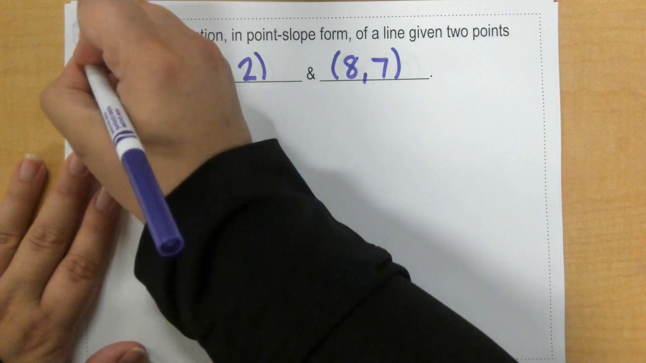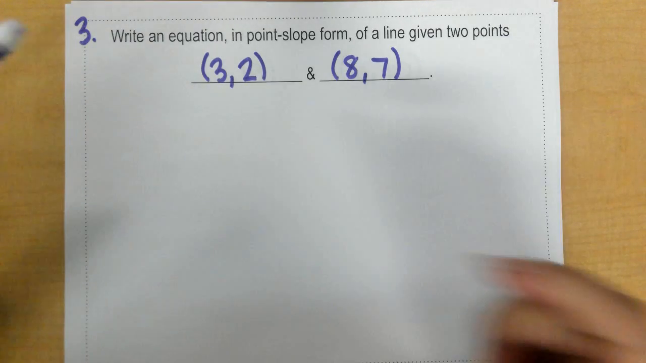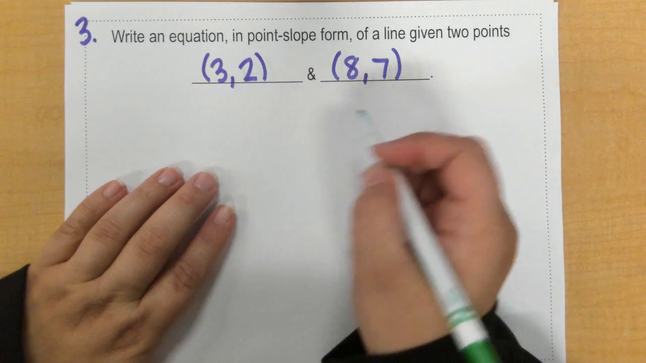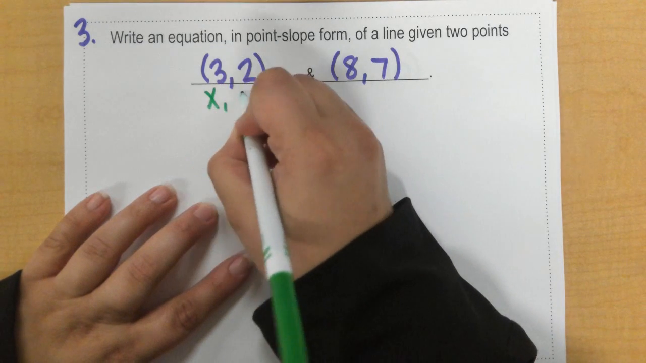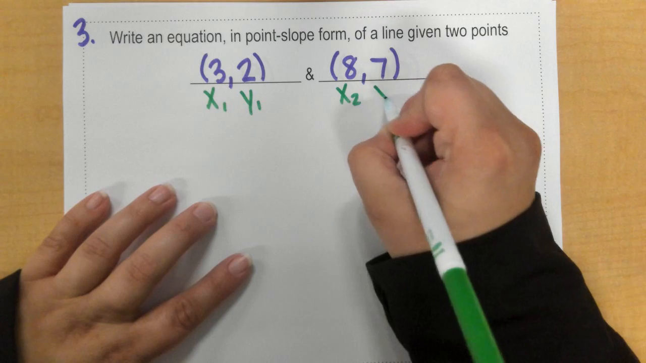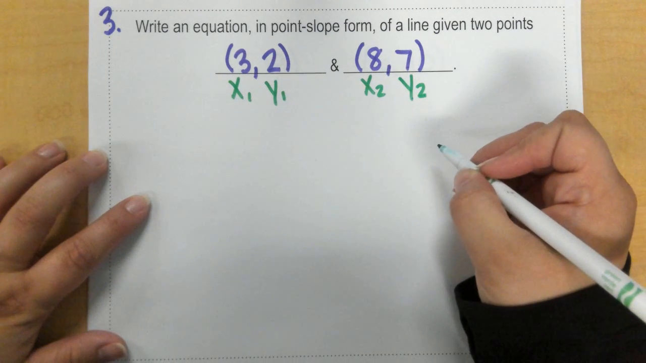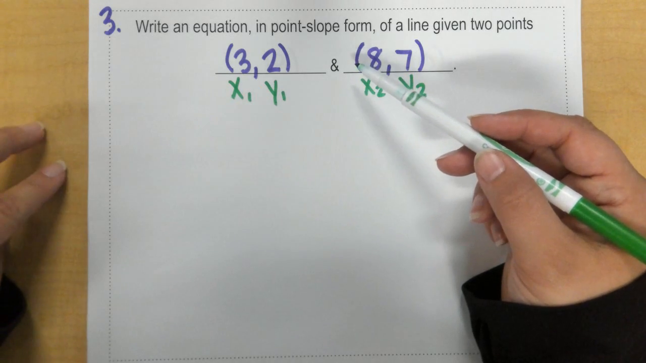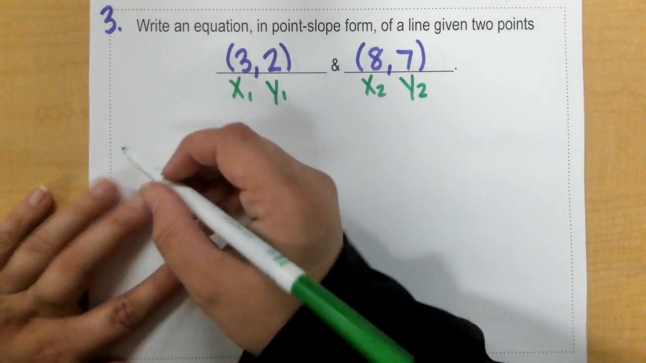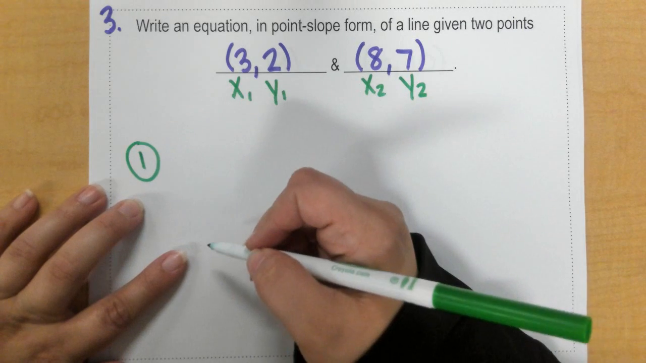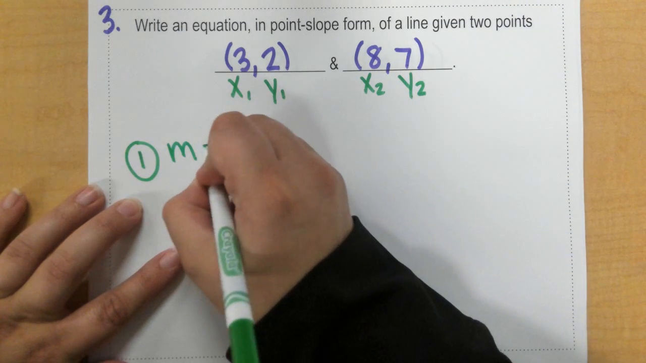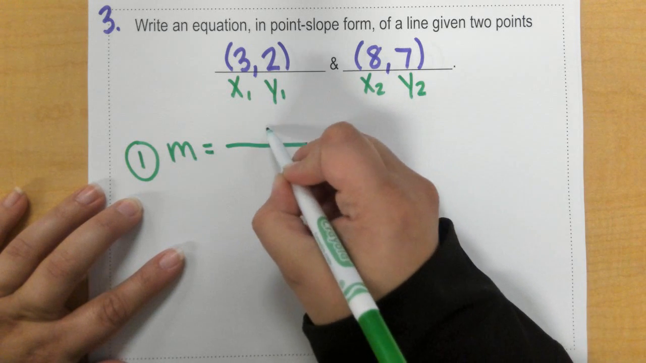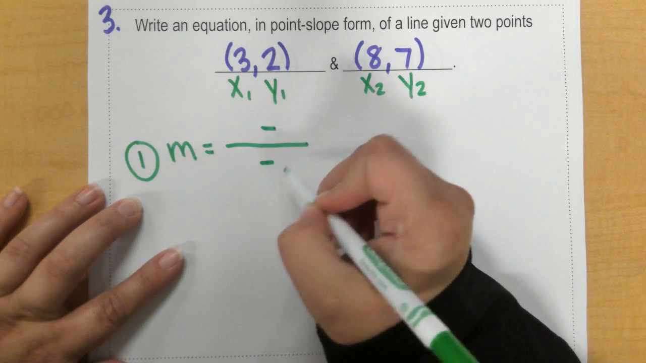For number 3, it says write an equation in point-slope form of a line given 2 points. So I'm given 2 points. I'm going to go ahead and label those 2 points. Okay? In order to find an equation in point-slope form, I need a point and a slope. And right now I have 2 points. So the first step is to find slope. So m would be what minus what over what minus what.